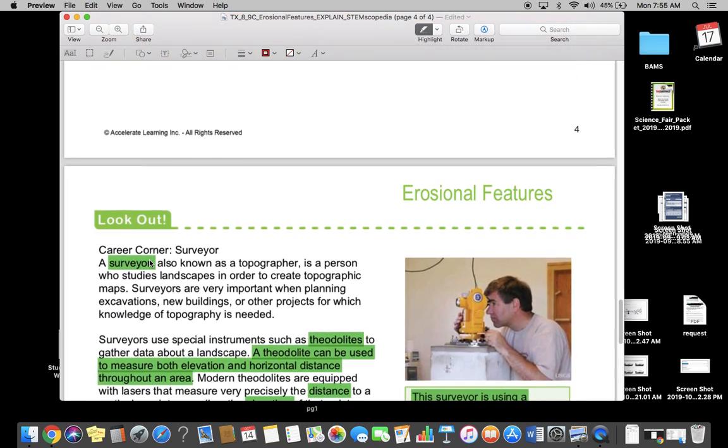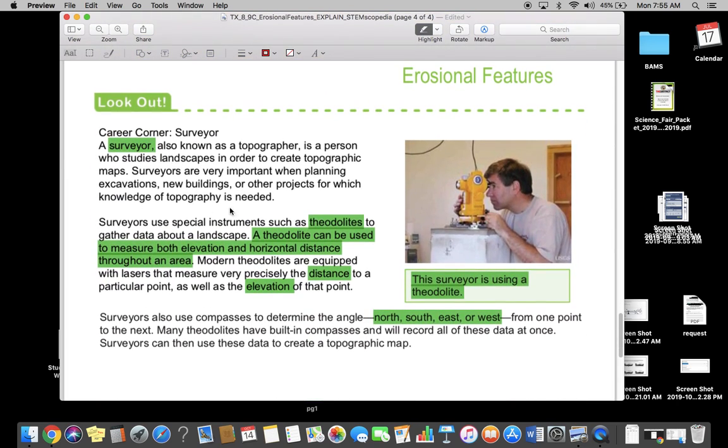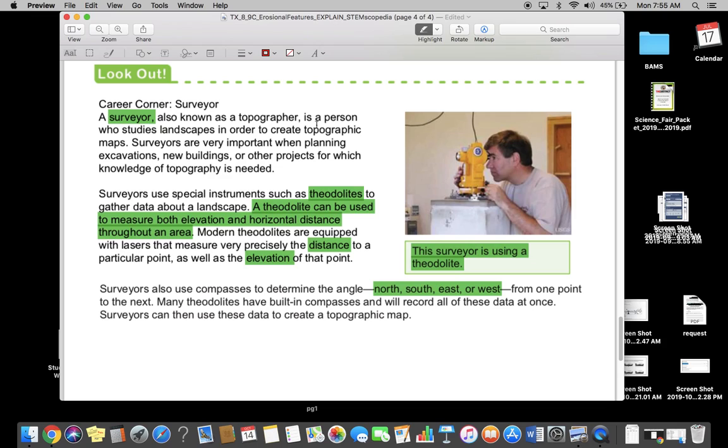Now, after you're done with your reading, let's see, we have one more part. Career corner, surveyor. Remember what's highlighted in green is significant to your activity sheet. A surveyor is also known as a topographer, a person who studies landscapes. We're going to highlight that in green. Topographer is a person who studies landscapes in order to create topographic maps.